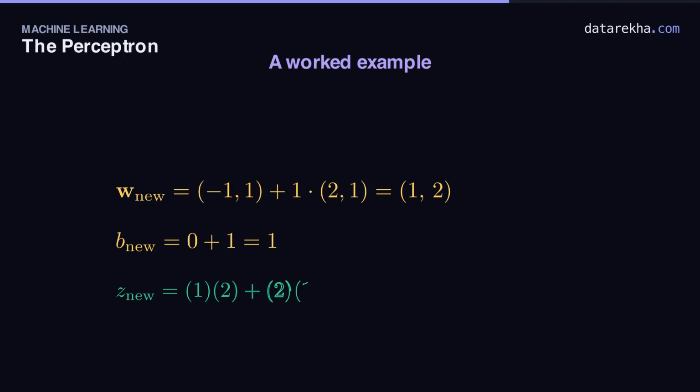Now trust nothing. Recheck the very same point with the new line. 1 times 2 plus 2 times 1 plus 1 is 5. 5 is above 0. So this time the neuron says positive. The point it just got wrong is now right.